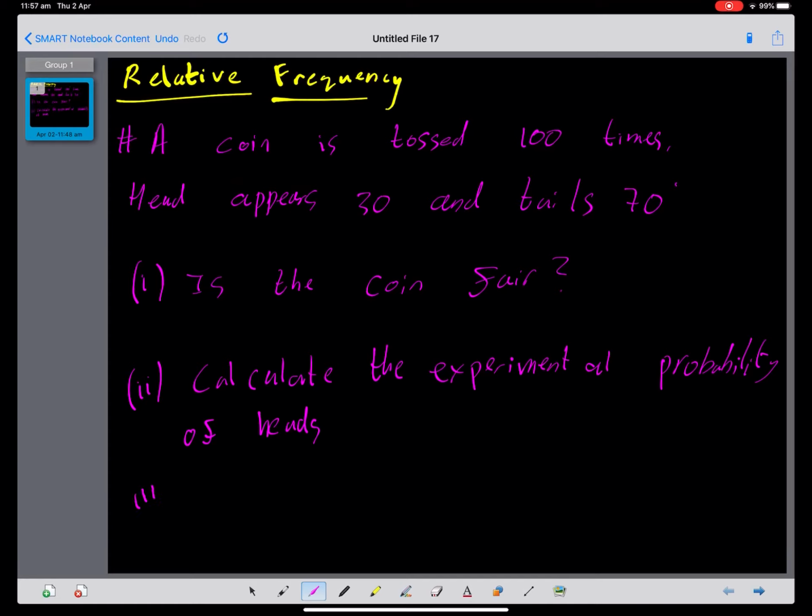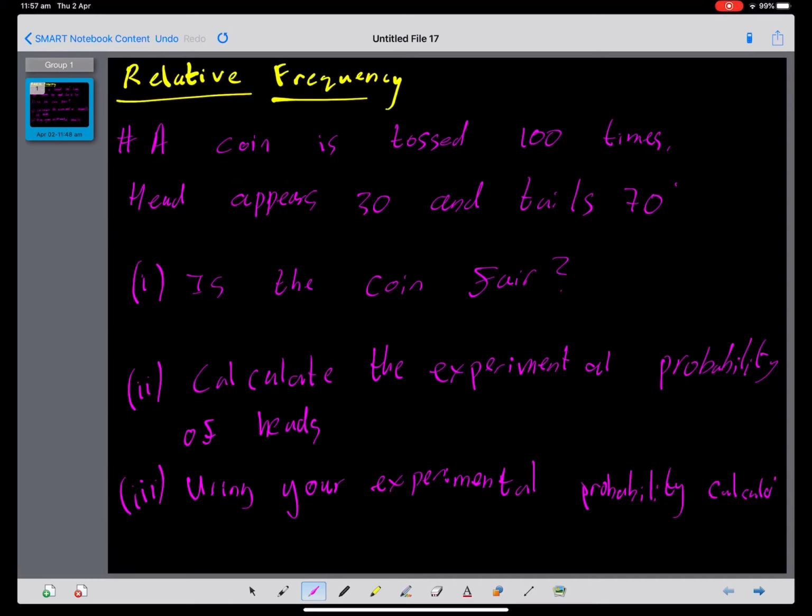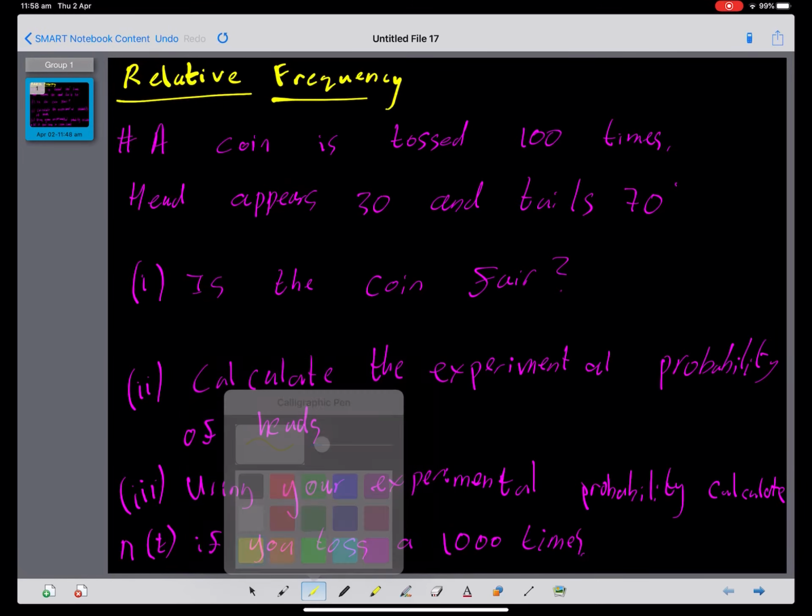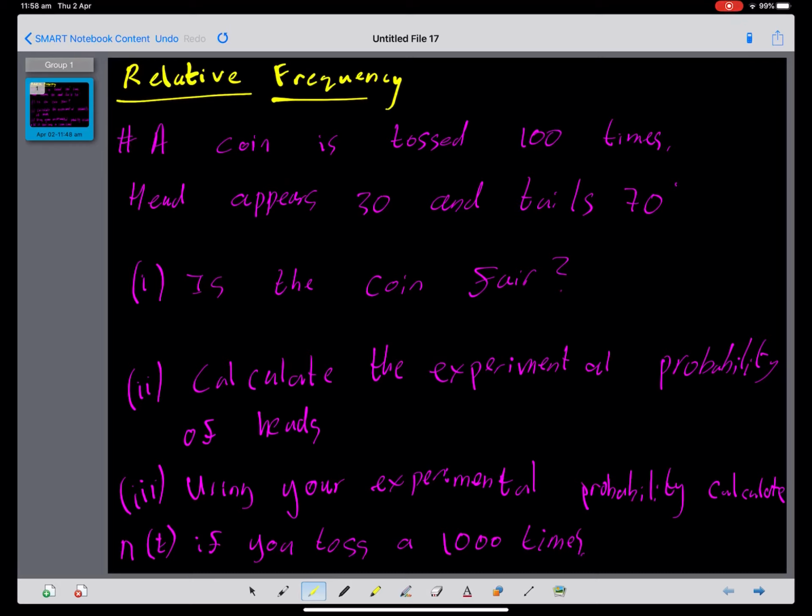And let's go for another question. Using your experimental probability, calculate the number of heads if you toss a coin 1,000 times. Okay, so pause the video. Number 3 is an extension question. I don't expect you to be able to do it, but if you can work it out, that is brilliant. Pause the video and have a go at these questions.